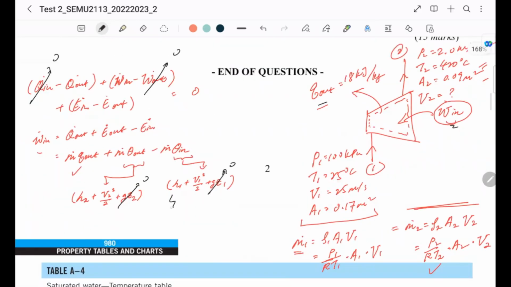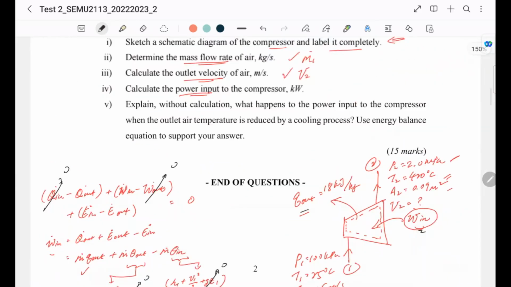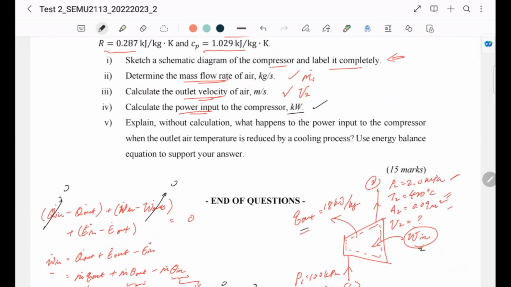For h, we can use Cp T1, Cp T2. Velocity, we have it. So it shouldn't be a problem for us to find this. Okay, so just like that, we should be able to find out this.